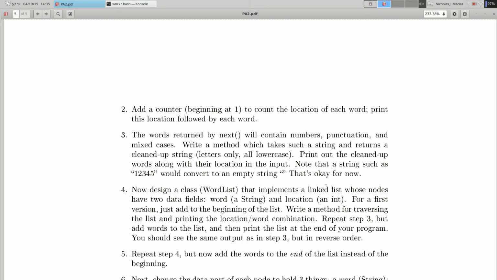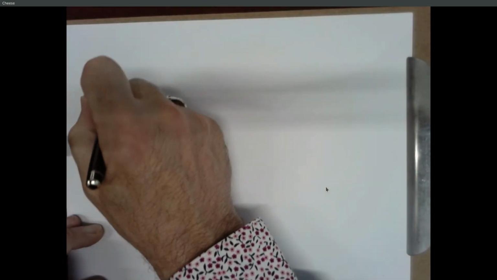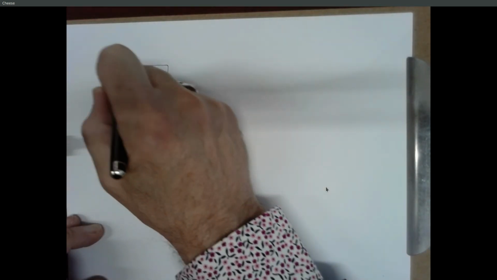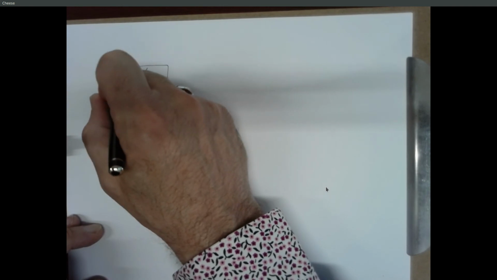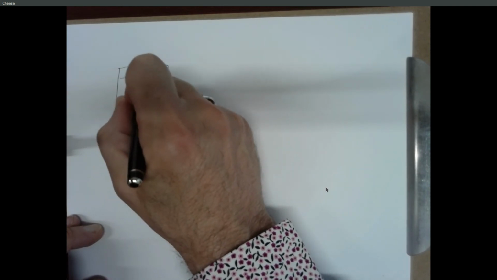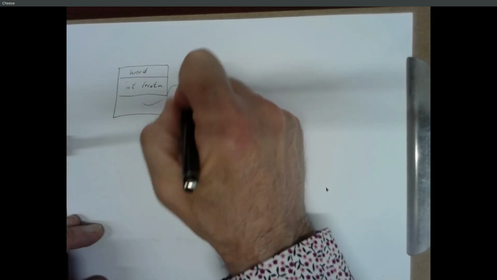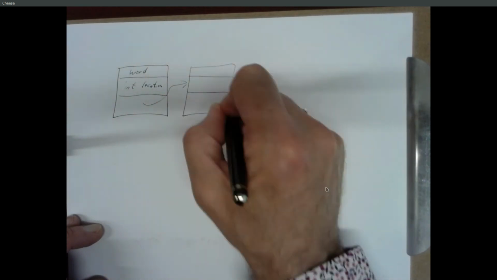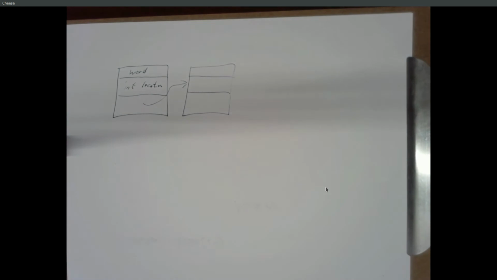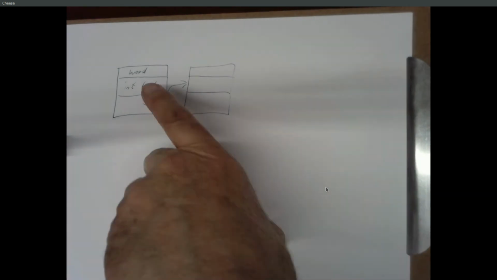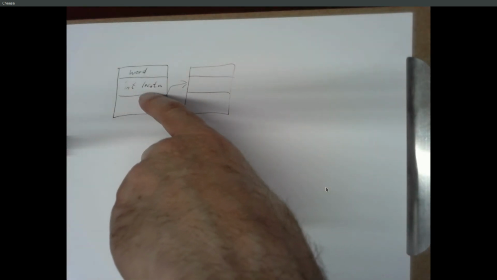And for starters, let's just make a really simplified version of our word list, where our nodes look like this. Here's a word. Here's an integer location. And here's a pointer to another node. Same old linked list you've always done, but it has an extra data field, which is just an integer.